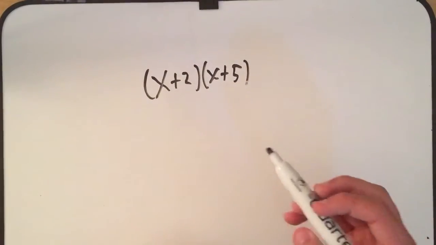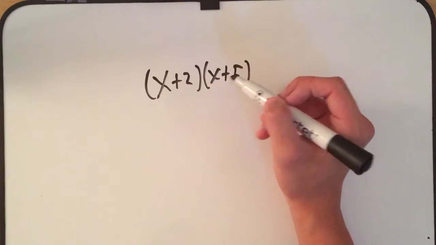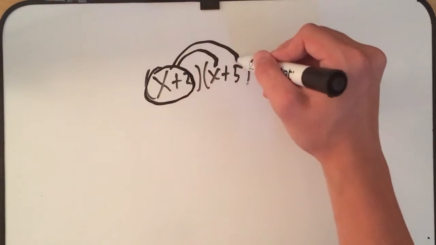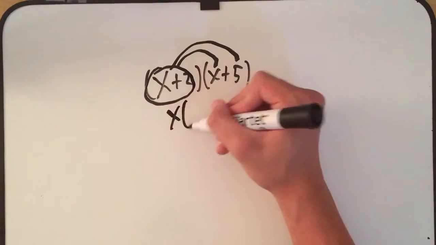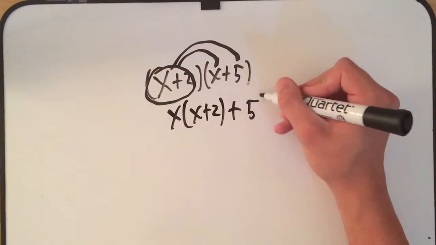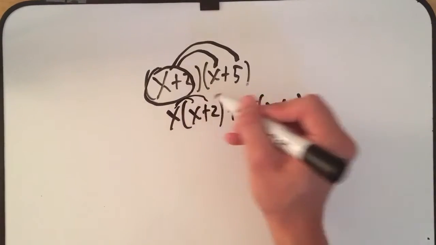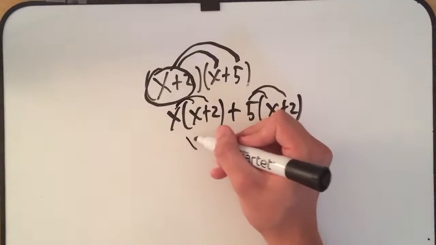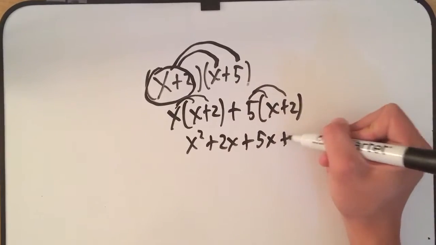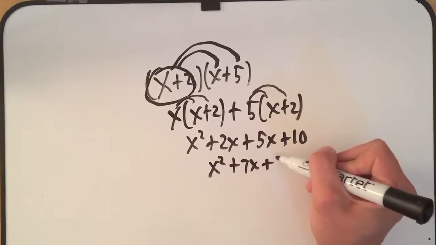What you'd do is you'd start off with your problem and you'd actually distribute each one. So you distribute this whole thing into the x and into the 5. So it would be x times x plus 2, plus 5 times x plus 2. And then you just do your regular distributing. So x squared plus 2x plus 5x plus 10. x squared plus 7x plus 10.